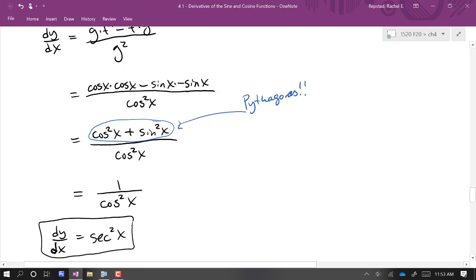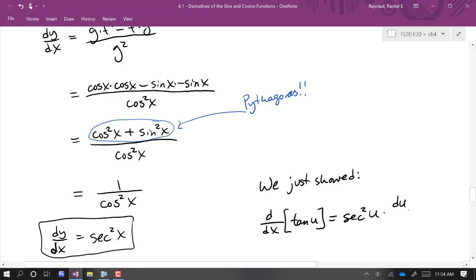Now we've done more than just find the derivative of tan x. What we've done is really we've shown the general rule that the derivative of the tangent function is the secant squared function. And we can extend that rule for tangent of anything as long as we apply the chain rule. So we just showed that the derivative with respect to x of tan u is secant squared u times du dx. And so there's a formula that we can just use.